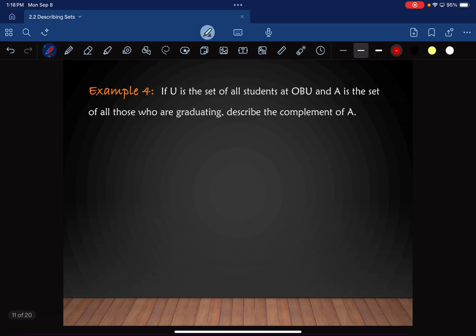All right, so taking a look, we can use a verbal description for our first one. So let's let U be the set of all students at OBU. Kind of a picture in mind what that is. And A is the set of those who are graduating. What would the complement of A be in that situation? Don't overthink this. What's the complement of A?